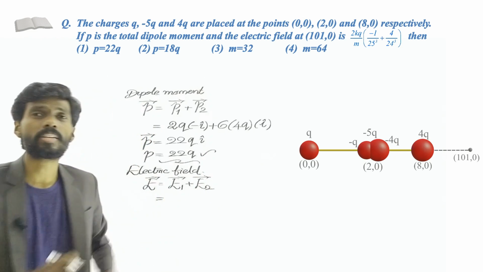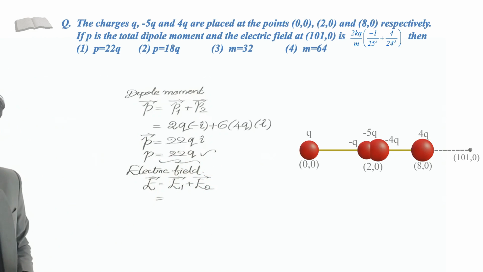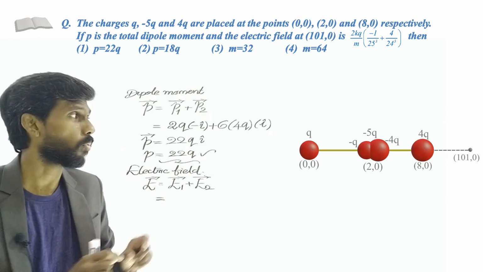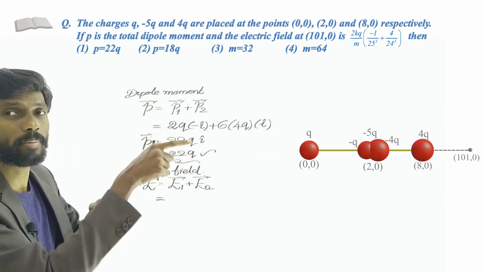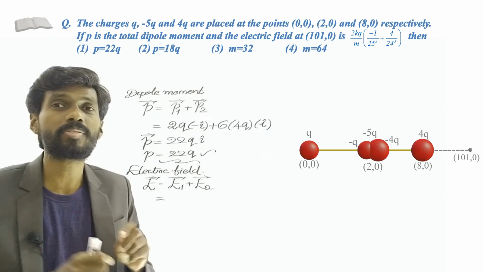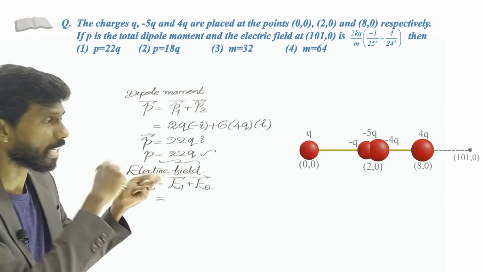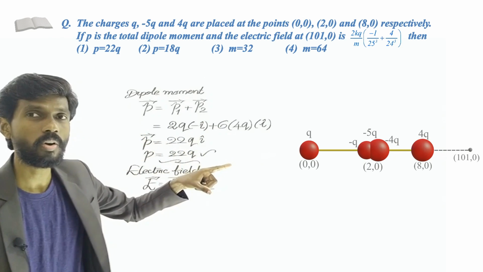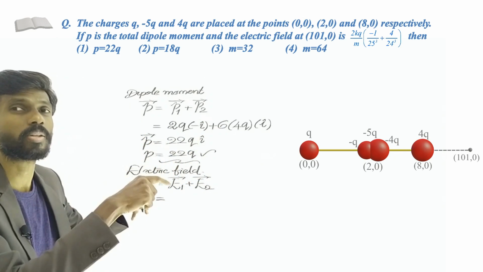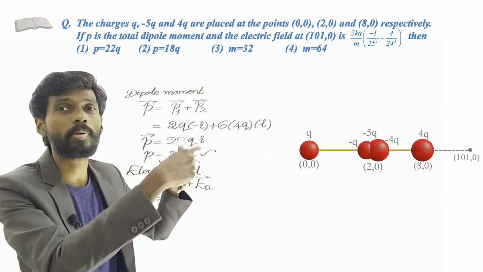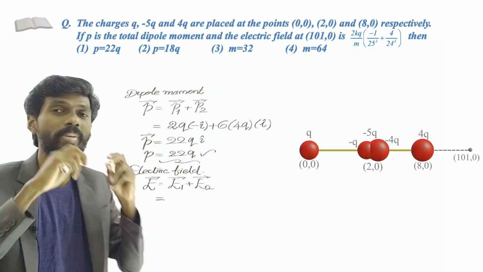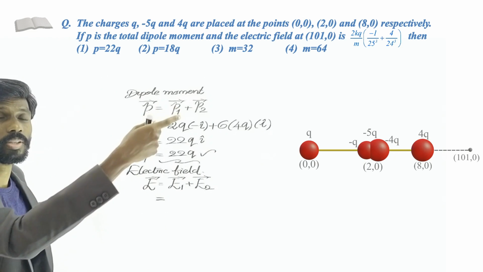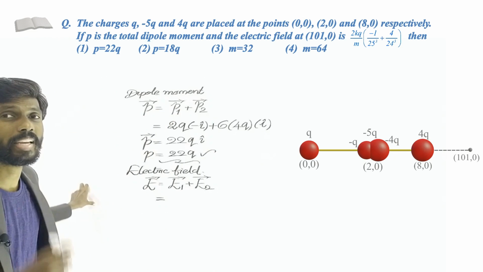So what is the electric field due to the first one? We have the formula for the electric field due to a dipole at a point on the axis. First of all, what is r? The distance between the dipole and that point. We have to take the distance always from the midpoint, not from any of these charges. The charges are at (0, 0) and (2, 0), so the midpoint is (1, 0). And that point is (101, 0). So the distance is 100, which means r value is 100.